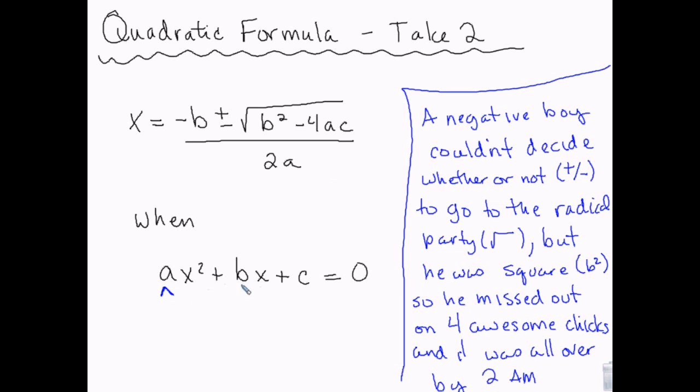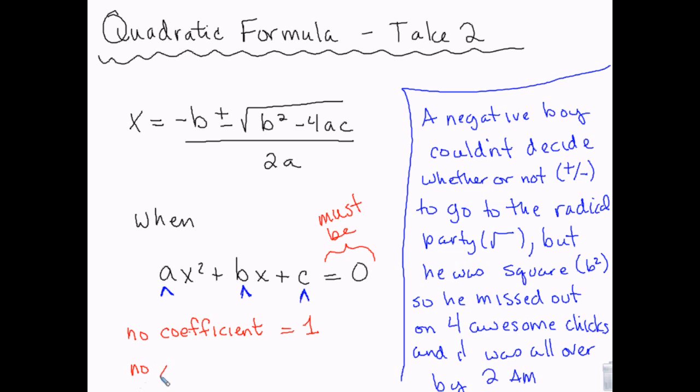The numbers that we put in are these numbers, the A, the B, and the C. This has to happen. It has to be equal to 0. If it's not equal to 0, you can't use A, B, and C. You have to make it equal to 0 first. If there are no numbers there, if it's just x squared or if it's just x, that's a 1. Okay, so no coefficient equals 1.